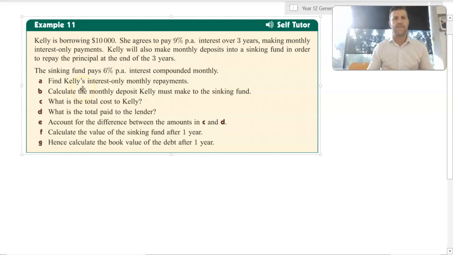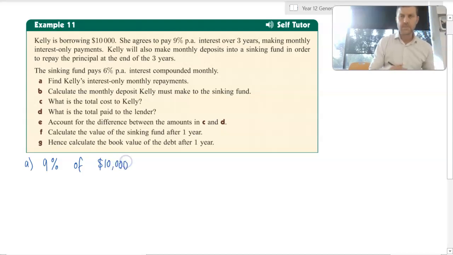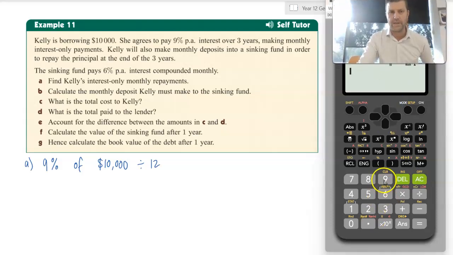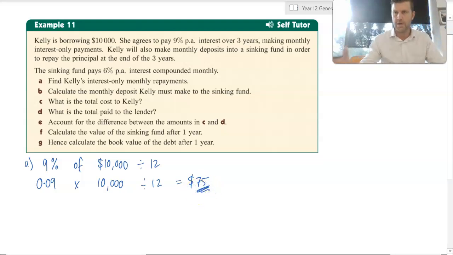The first question says, find Kelly's interest-only monthly repayment. For A, we're just going to work out 9% of $10,000, and then divide that amount, because that's how much you would pay in a year, by 12. That will tell us how much she pays per month. It's another way of doing simple interest, but I'm just going to use a normal calculator here. What is 9%, so 0.09 times $10,000? That's 900, divided by 12 works out to be $75 per month. So the calculation again was 0.09 times 10,000 divided by 12, which works out to be $75 per month. That's how much she pays in interest per month.